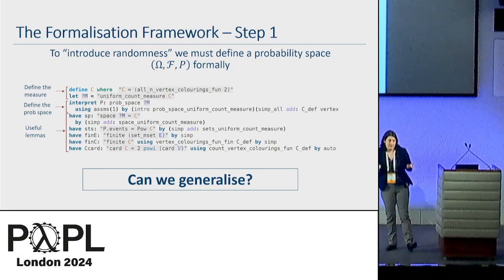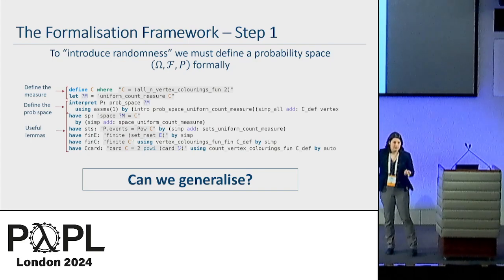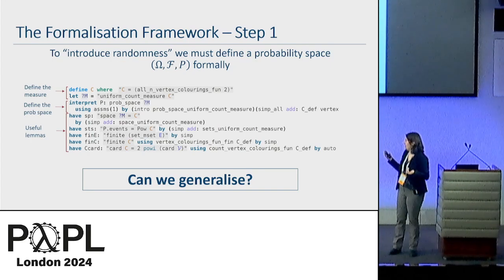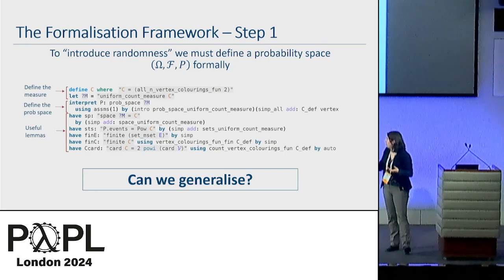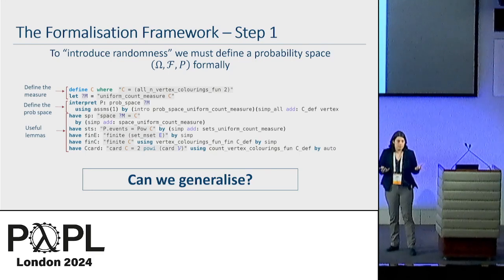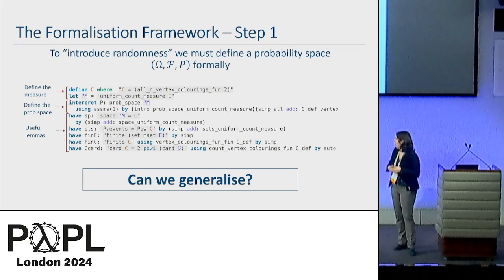So let's look at the first step to start off with. Here we introduce a probability space, and this is how that first proof, when I was setting up a probability space, looked like. We defined a probability measure. We then showed that this measure was actually a valid probability space. And then we set up a number of useful facts, and this was all done within the context of a single proof statement.